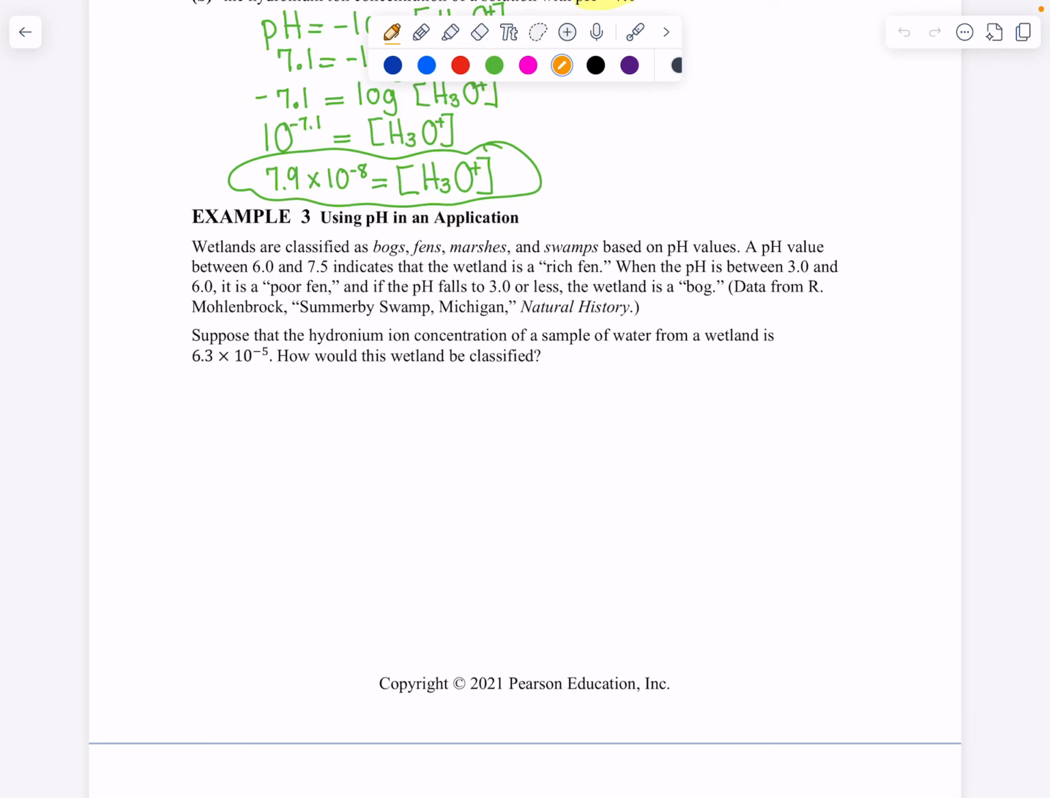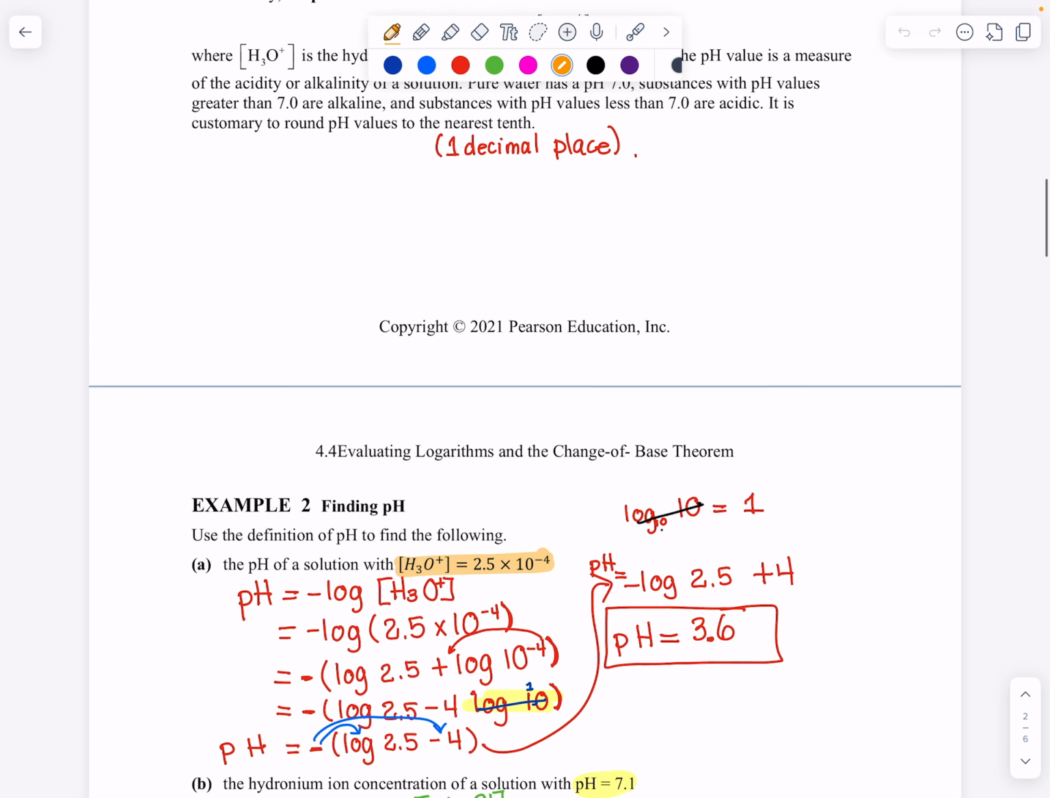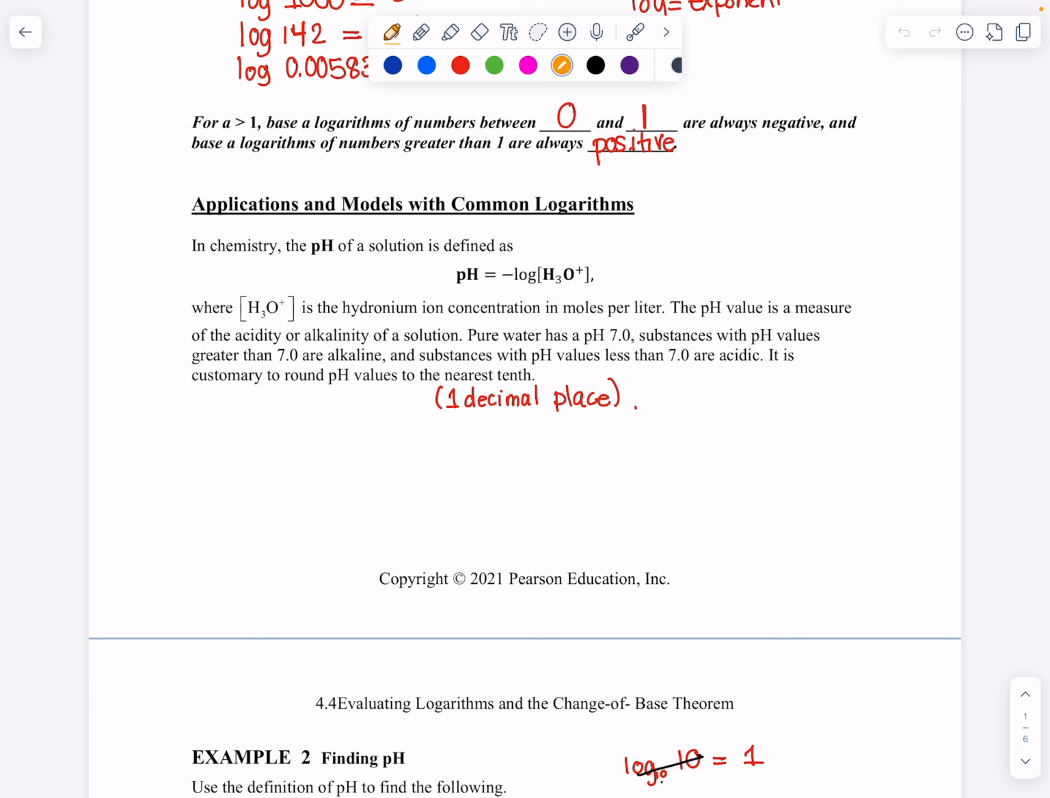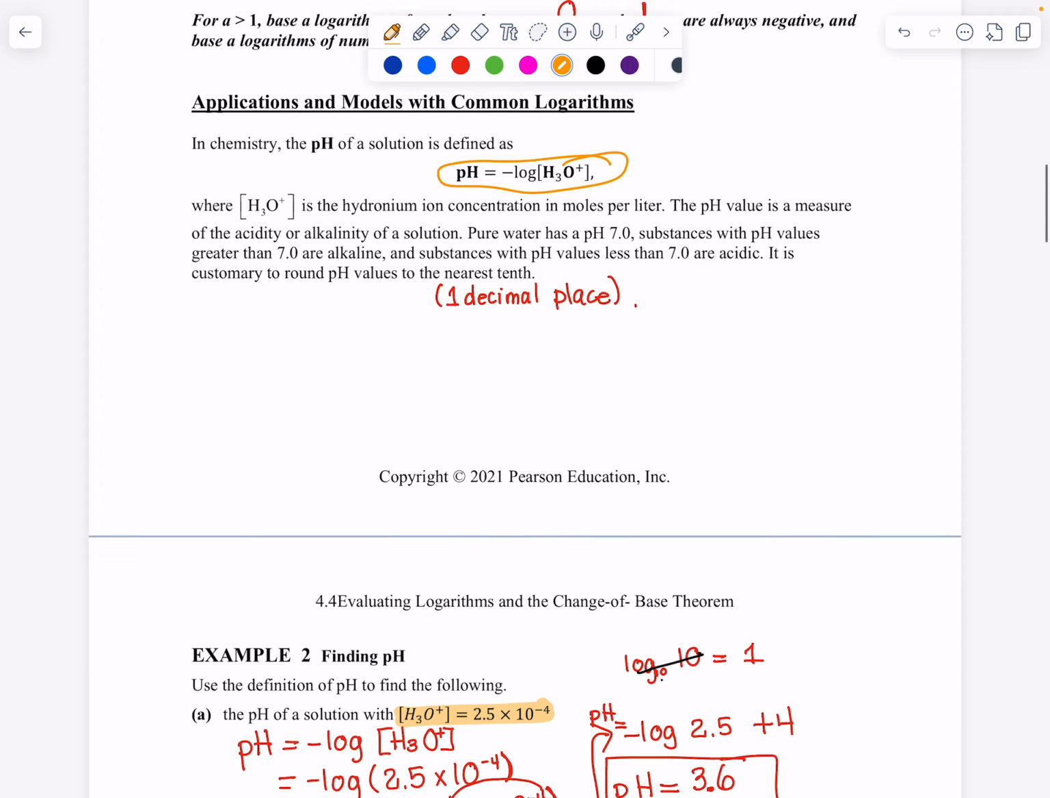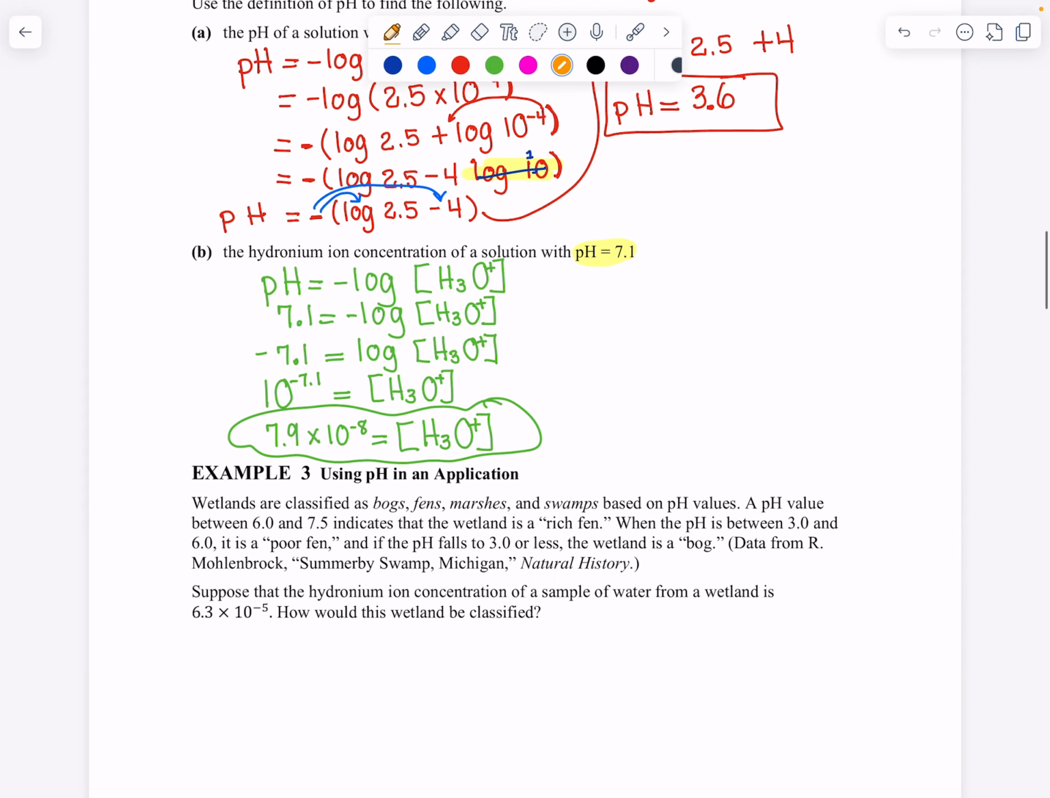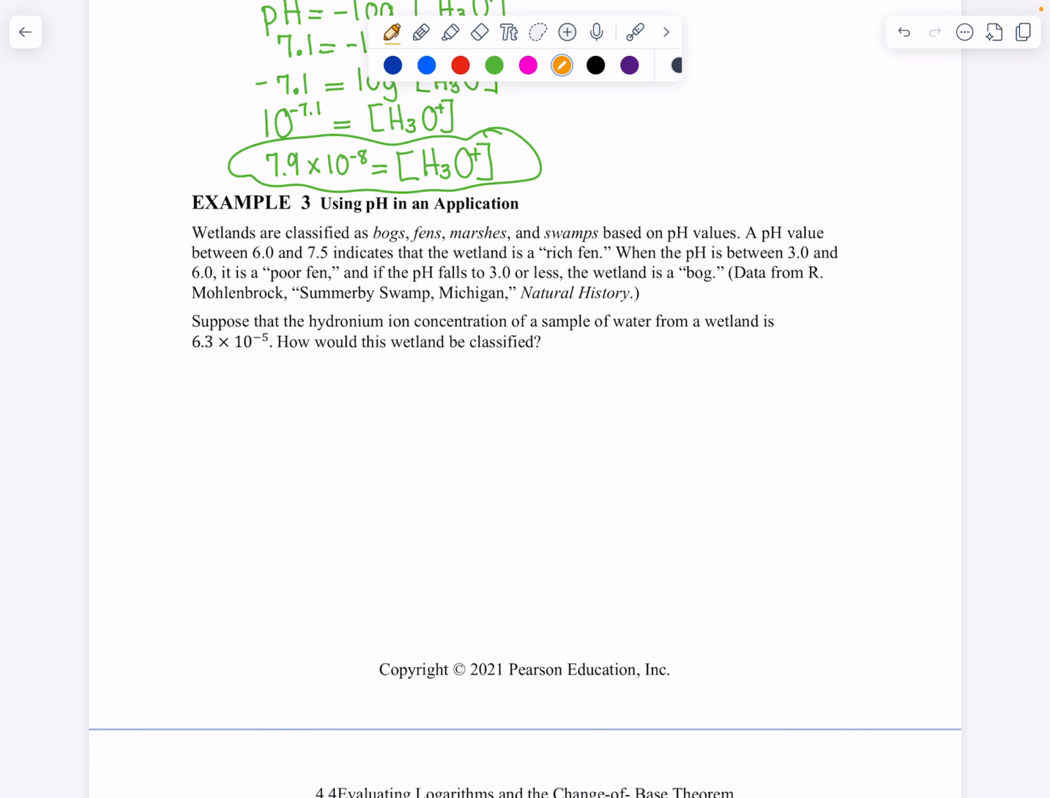Hello, class. I'm back. I want to finish up from earlier, when we were doing applications of these exponential and logarithm problems. We did pH earlier of any solution, and we're going to work with pH again on the next problem, using this statement in regards to pH. We did this one earlier in class, but we're going to do the next one. So, example 3, use pH in an application.